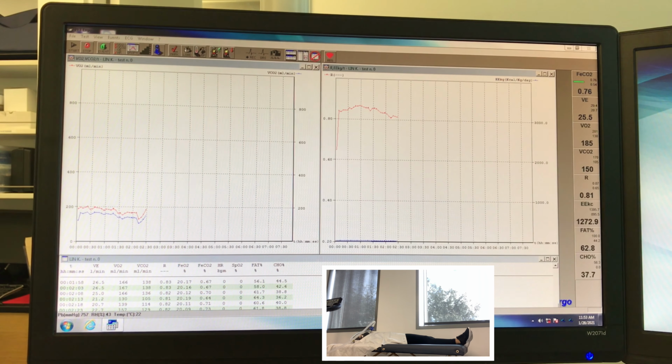So on the left side, we see the volume of the gases being plotted in red and blue. And in the figure on the right, this y-axis is the respiratory exchange ratio. So in the first few minutes, the RER was just above 0.8, and now it's coming down a little bit lower, probably as we're getting more accurate data collection here.